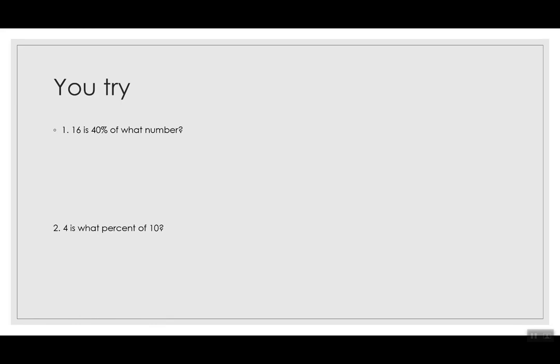So let's start with 16 is 40% of what number? So 40% becomes 0.40. I'm looking for a number, so that's the whole, x, and I have 16. I'm going to divide by 0.40. X is equal to 16 divided by 0.4, which is 40.